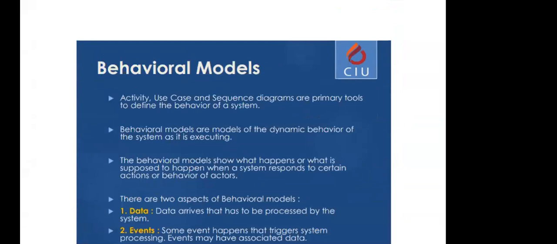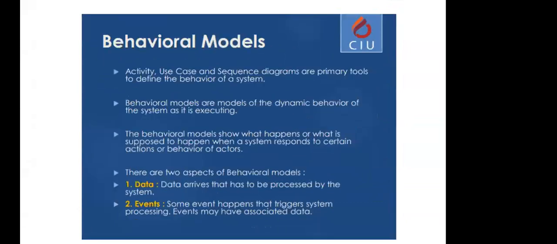When we talk about the interaction of the system, we talk about, of course, the behavior of the system. And inside the behavioral models, there are two aspects that we need to be aware of. First of this is the data. The data arrive that has to be processed by the system itself. And the second thing is the event that triggers the system processing. These are usually associated with the data itself.